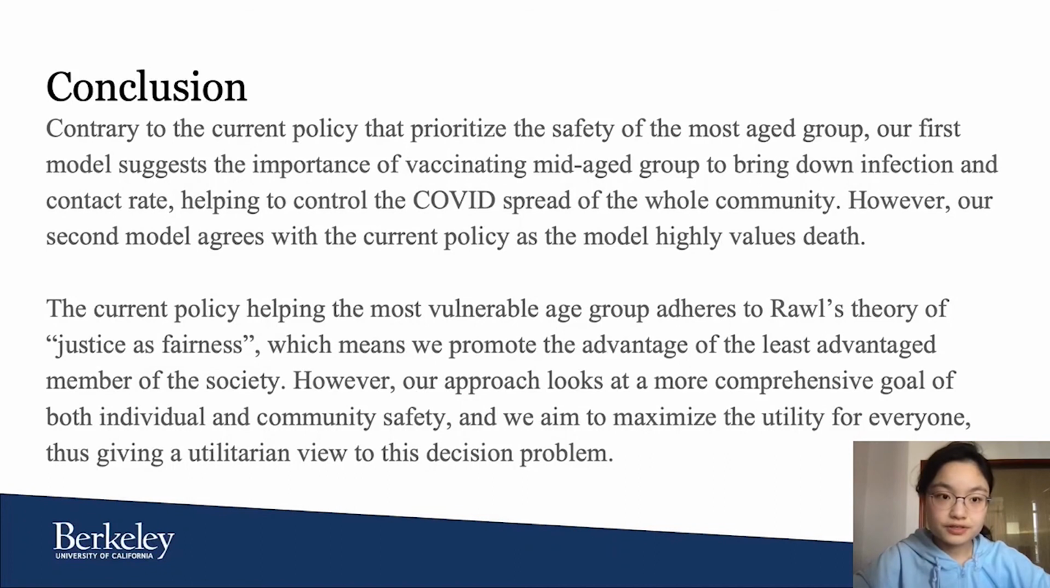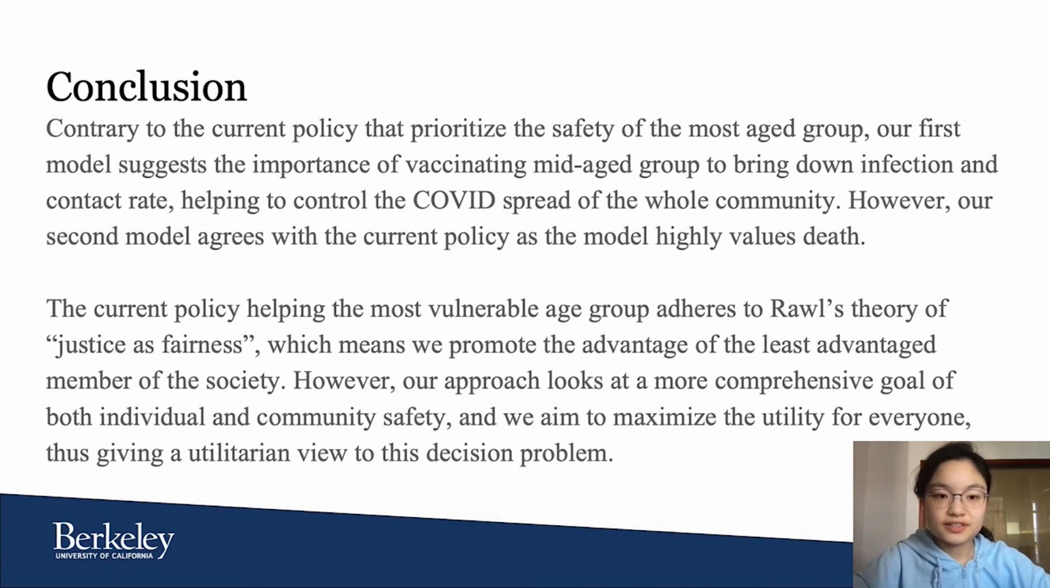Conclusion: contrary to the current policy that prioritizes the safety of the oldest age group, our first model suggests the importance of vaccinating the mid-age group to bring down infection and contact rate, helping to control the COVID spread of the whole community. However, our second model agrees with the current policy as the model highly values death.